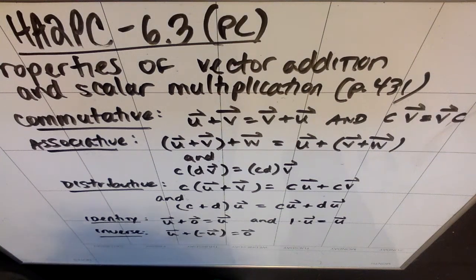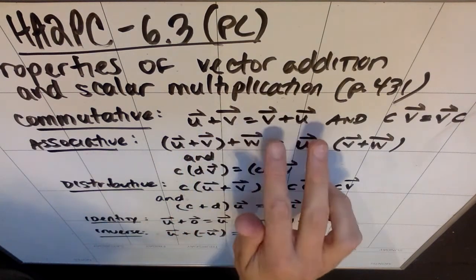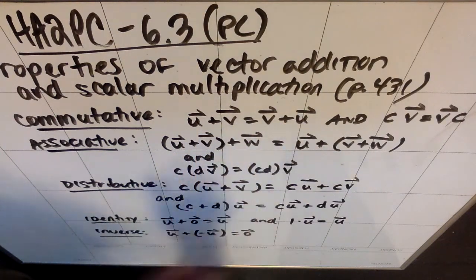Just going to walk through the properties of vector addition and scalar multiplication on page 431 really quickly. All of these are really intuitive based on all of the rules you already know about addition and multiplication for real numbers. So, vector addition is commutative, meaning that vector u plus vector v is the same as adding v plus u, right? So commutative.